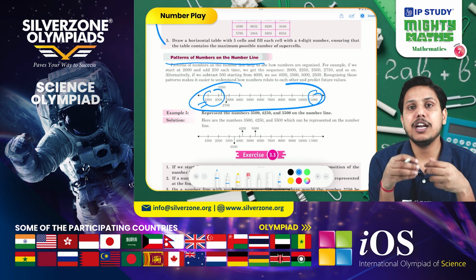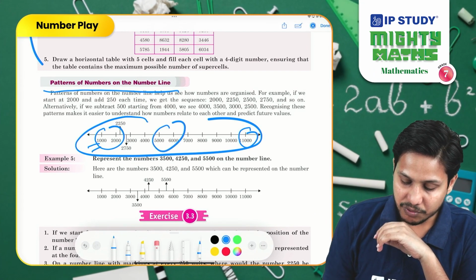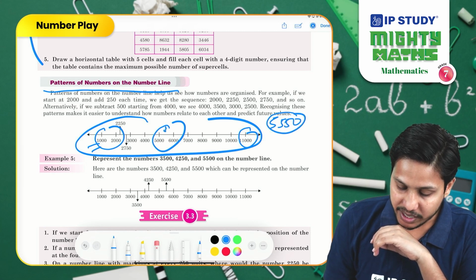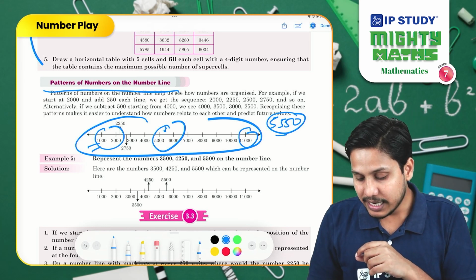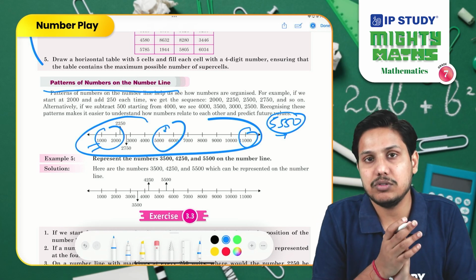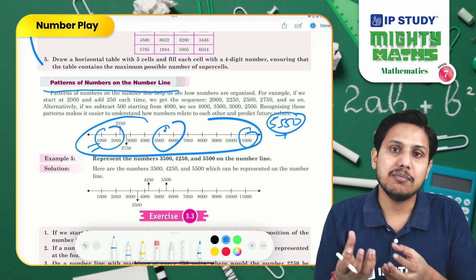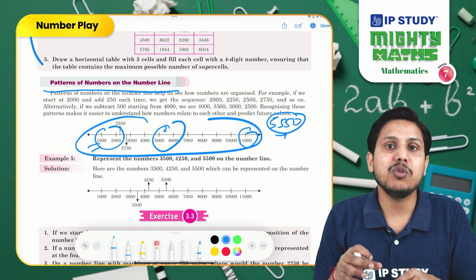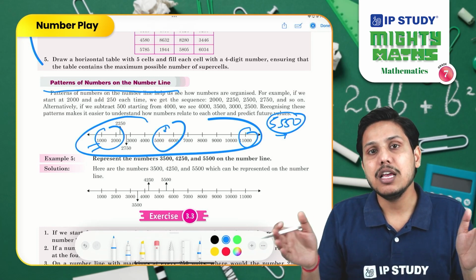If we want to locate a number between these numbers, let's suppose 5,550, then this number will lie between 5,000 and 6,000 and will be closer to 6,000, because it is greater than 5,500, so it is slightly closer to 6,000 as compared to 5,000. So students, there are numbers listed on the number line and you can use those numbers to find out a missing number, or if you want to represent a number on the number line, you can take the required number of differences on the number line.